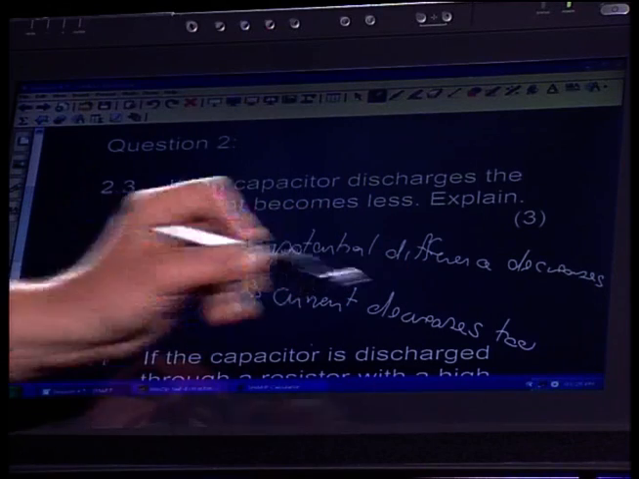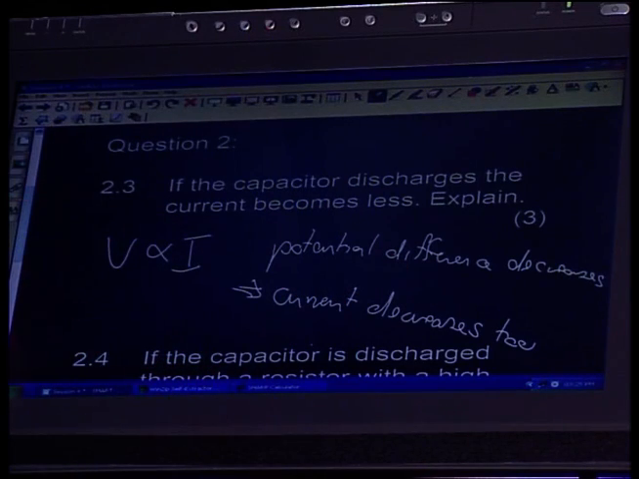The resistance of the circuit is constant. Nothing's changing the resistance of the circuit. So we can say V is directly proportional to I. Potential difference decreases, so the current decreases in the same proportion.